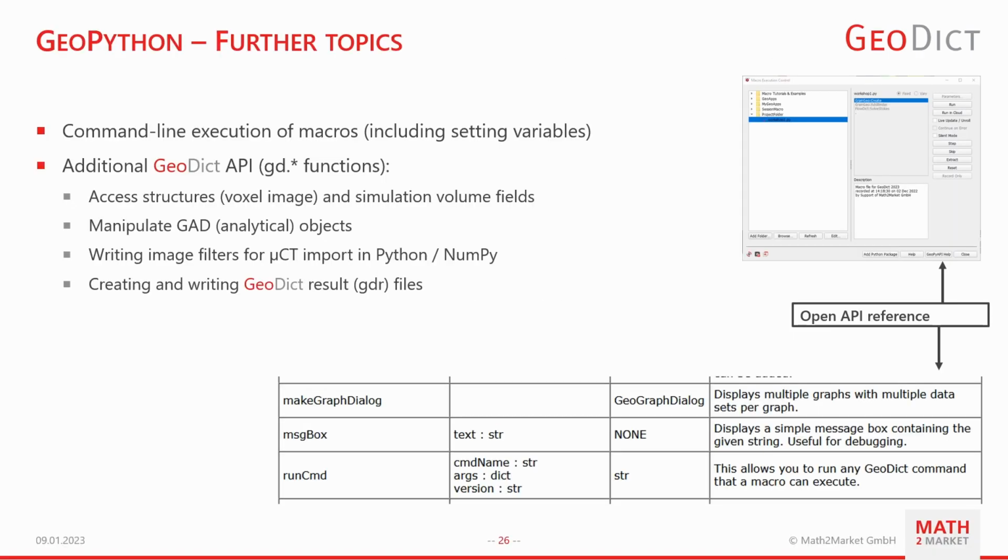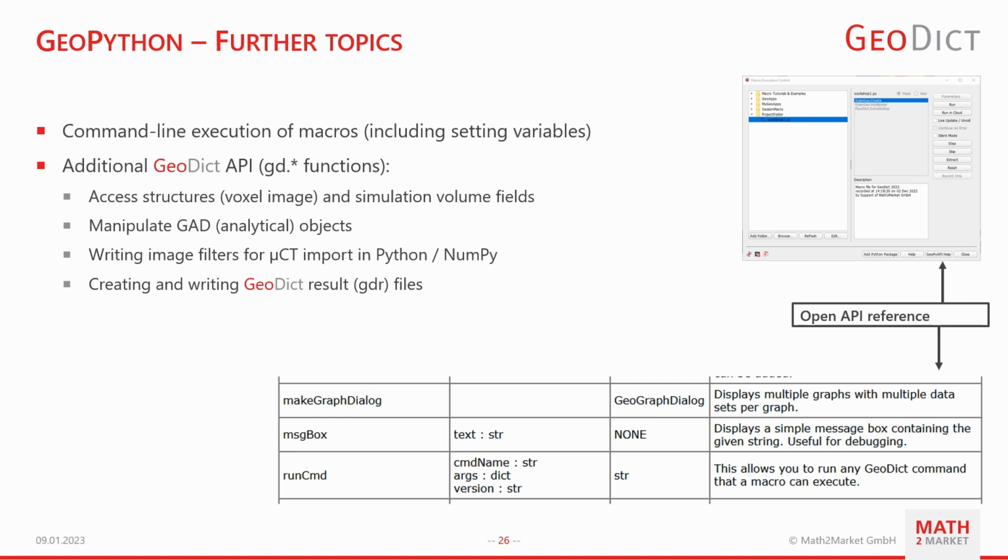through. At this point, let me just briefly touch on some further topics that were outside of the scope of this workshop, but might be interesting to you. First of all, we usually have a GeoDict-centric approach writing these GeoPy macros, which means that we have GeoDict running, basically controlling the whole thing. But if it fits better to your workflow, it is also possible to run GeoDict on a command line, give it a macro and set some values for the variables.